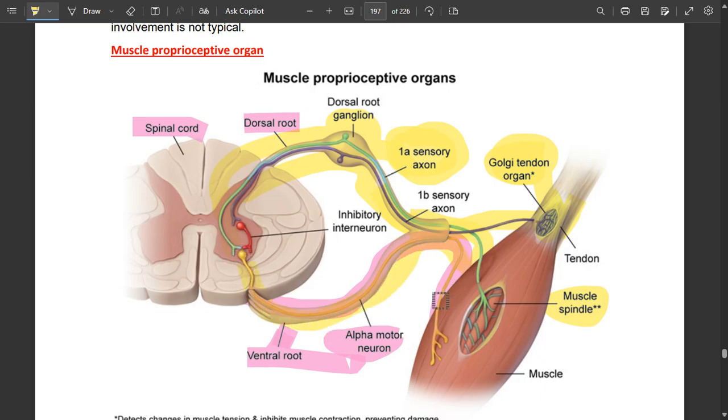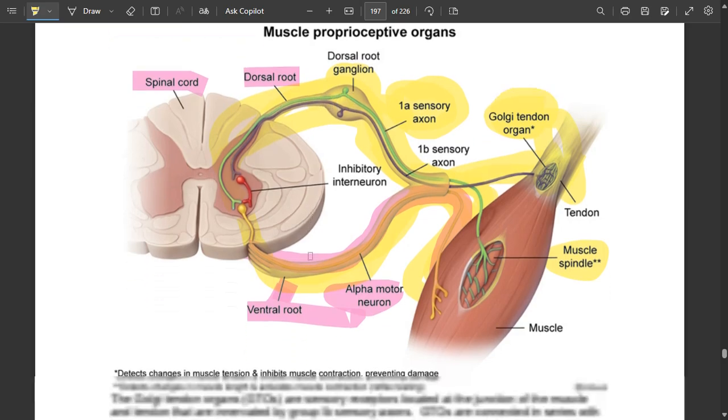So the alpha motor neurons come to the muscle and help in contraction. When muscle spindle or muscle stretch fibers are stretched, the signal goes through the muscle spindle, through 1A fibers. The 1A fibers go into the alpha motor neurons and help in contraction, while the Golgi tendon organ supplies via 1B neurons and supplies the interneurons.